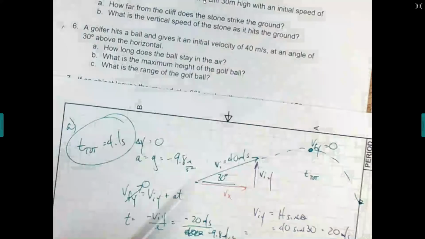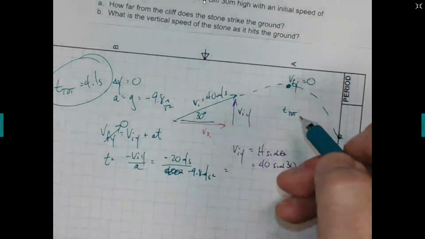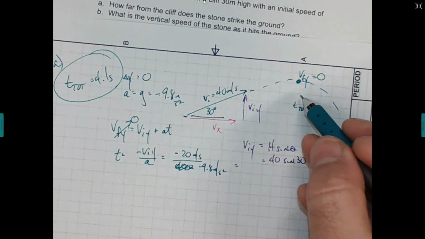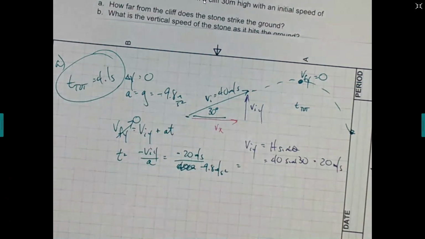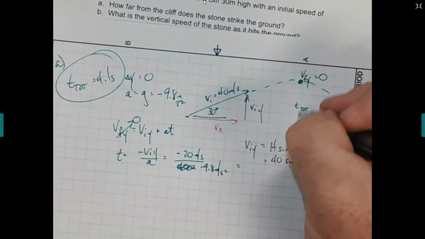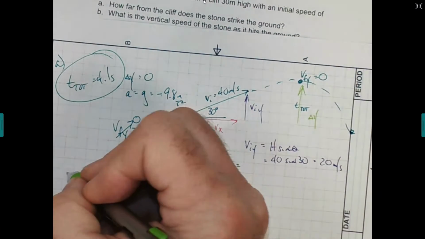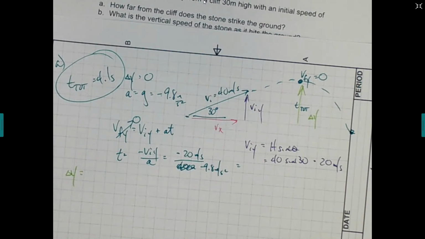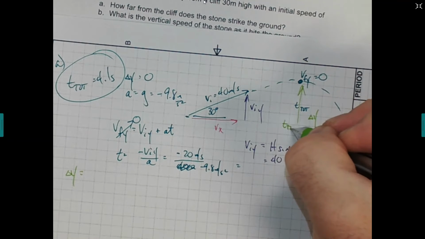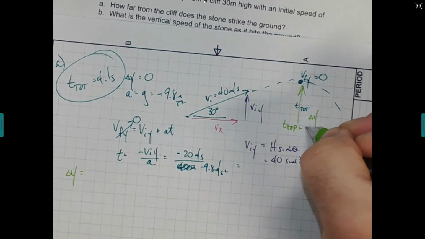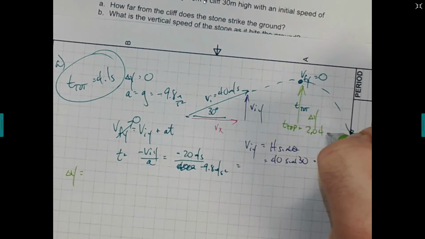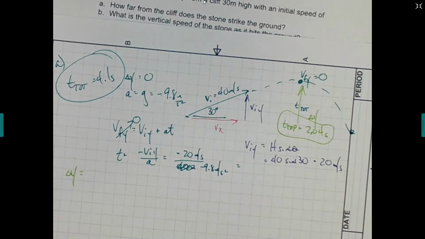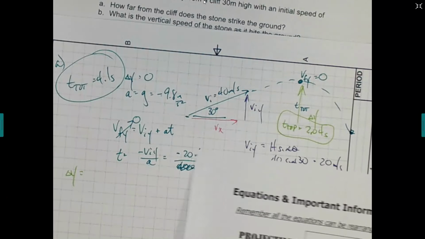Part B, what is the maximum height of the golf ball? So now we're looking for what is its height right here. So we're looking for the change in position. Okay, so what is delta y? Well, now we have more info. We have time to the top. The time to the top was the 2.04 seconds. We just solved for that on the last one. So now we have time to the top, because that's what we're going to.